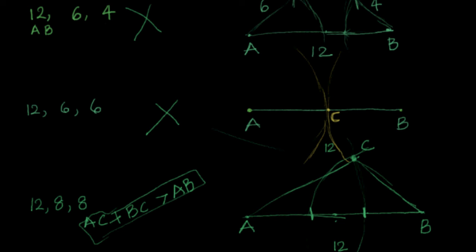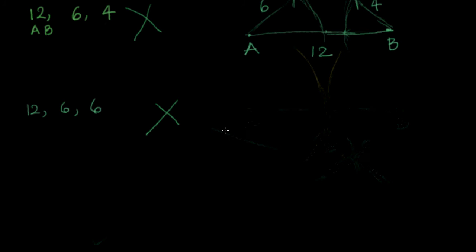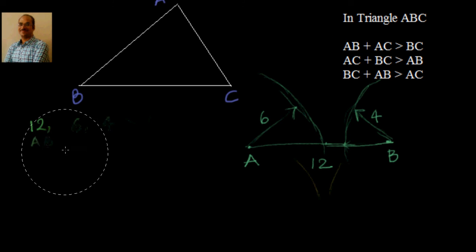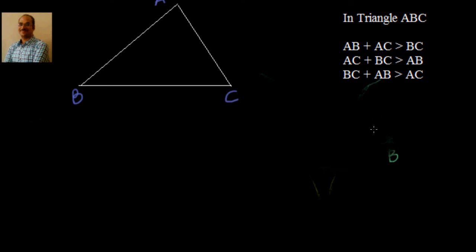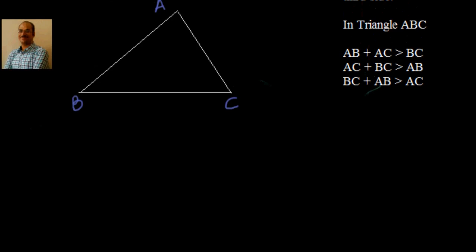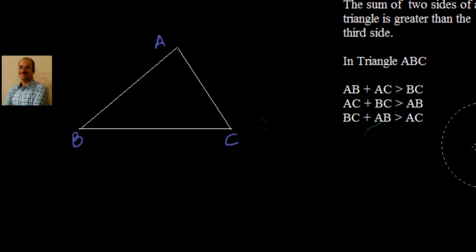For that, I'll just erase this part so that I can do the proof for you. So you understood now that in the last scenario where we have 12, 8 and 8, 8 plus 8 is equal to 16, which is greater than 12. From a practical geometry perspective, you are crossing the midpoint and going to the other side from A and B. So they are forming an arc which is intersecting, which tells us that the sum of two sides of a triangle is greater than the third side.